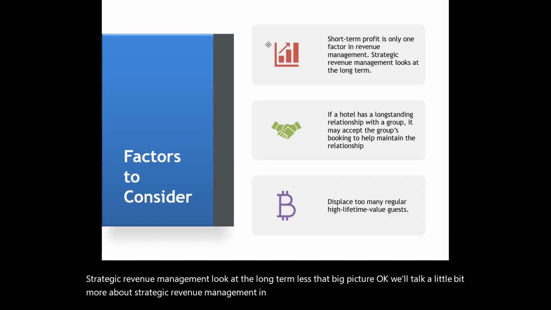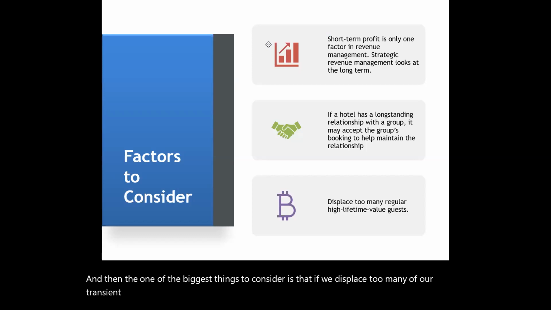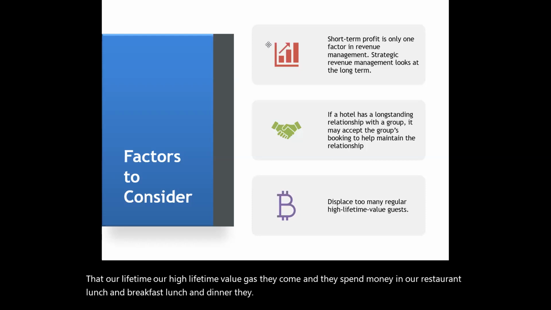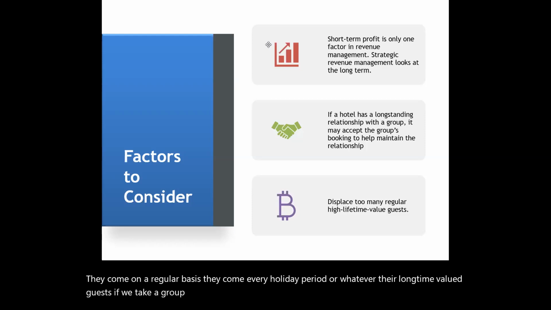Okay. And then one of the biggest things to consider is that if we displace too many of our transient guests that are our high lifetime value guests, they come and they spend money in our restaurant, breakfast, lunch, and dinner. They come on a regular basis. They come every holiday period or whatever. They're lifetime value guests. If we take a group, there's always the potential that we might displace those particular guests. And so it's important for us to understand what's going to happen.